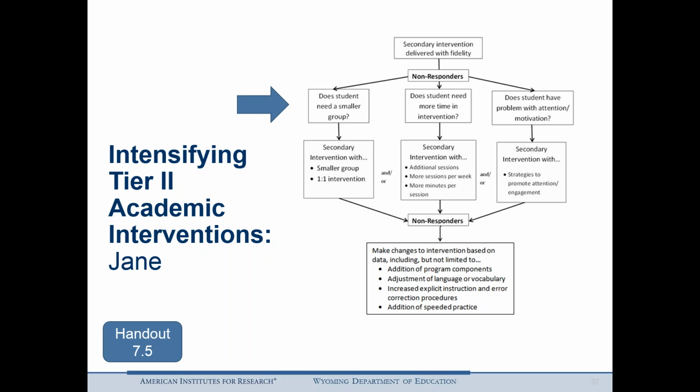Remember, the team hypothesized that if Jane was in a smaller group, then she would have more opportunities for guided practice and specific feedback. The team finds in the decision tree, does the student need a smaller group? Using the decision tree, the team reviews the quantitative recommendations for students who need smaller groups. The team determines that one-on-one is the best option since the group is already at 1 to 3.